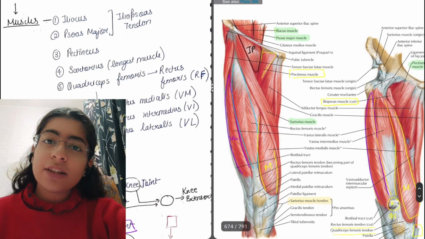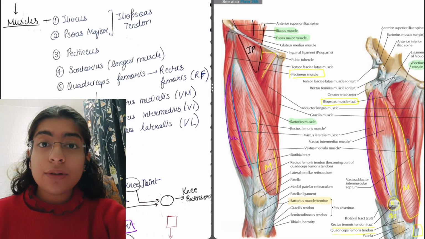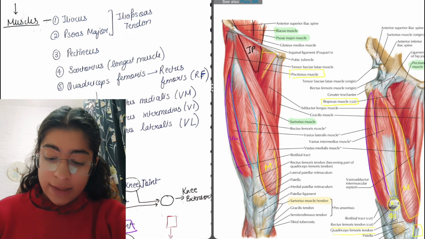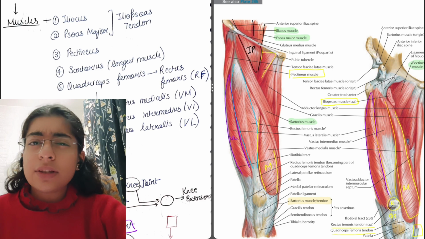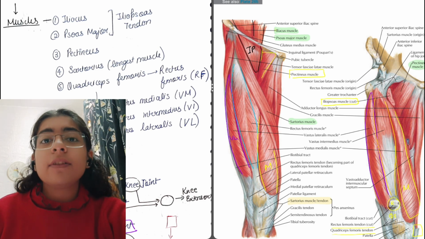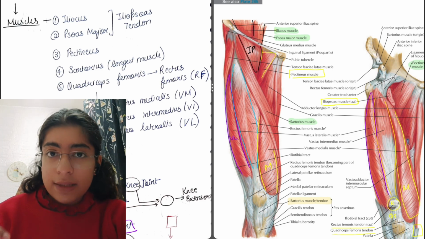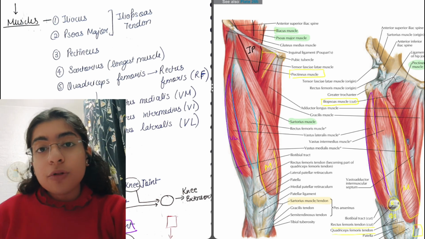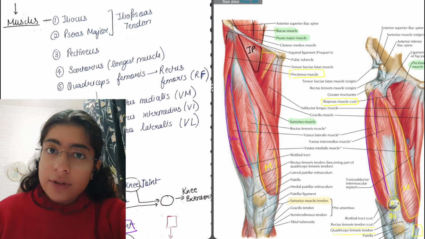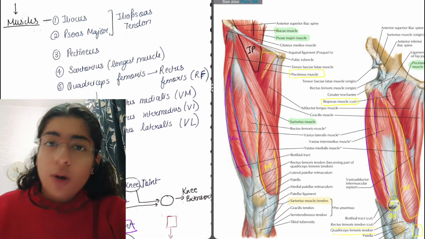Hello everyone, this is Shruti Ahuja and in this video we are going to talk about the muscles of the thigh in the anterior compartment. I will talk about these 5 muscles in detail, the origin, insertion, and I will give you an overview of how to visualize those muscles, how they are located, and then we can move on to the other parts of the theory in anatomy of the lower limb.